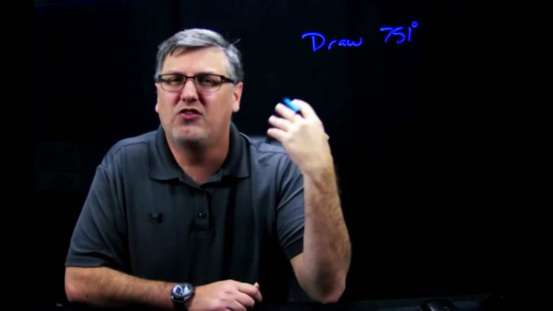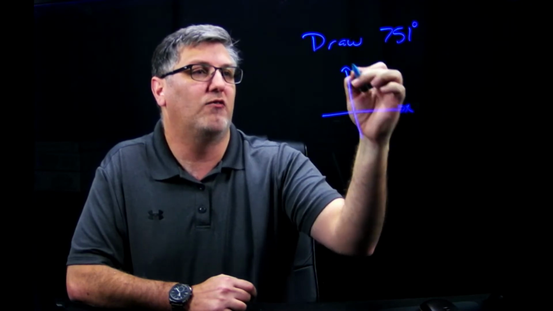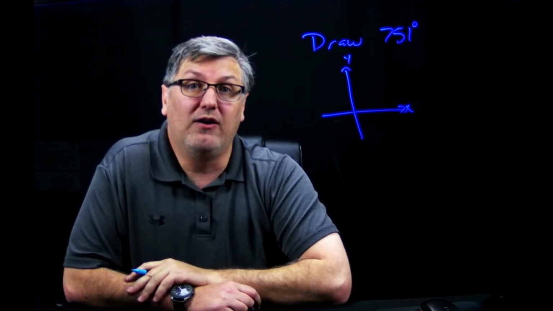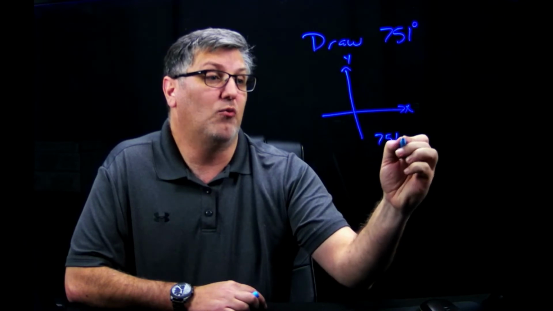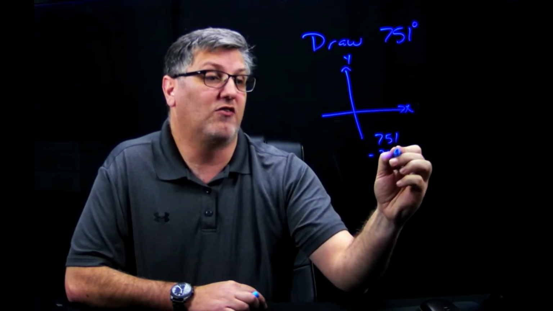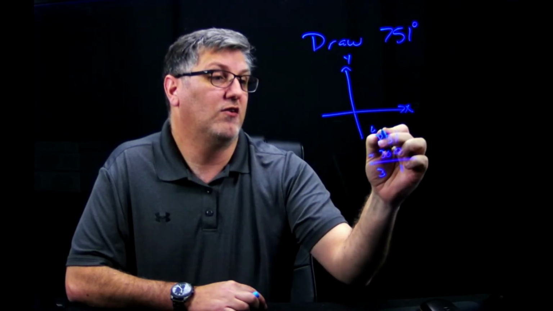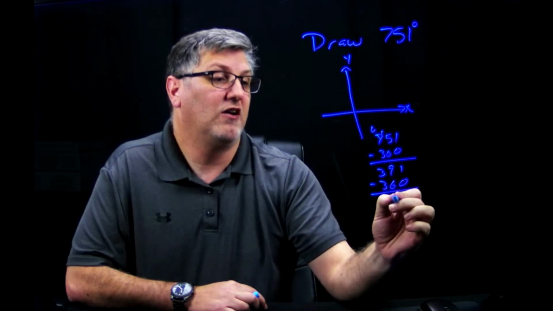All right, so now we're going to go ahead and draw 751 degrees in standard position. Well, initially, I don't know right off the top of my head where 751 degrees is going to fall on my XY plane, but I know I'm going to need an XY plane, so I'm going to draw that in right now. Well, what's really nice is I know for all coterminal angles, I can either add or subtract 360 degrees from it. So I can do 751 minus 360, which gives me 391. 391 minus 360 again gives me 31 degrees.